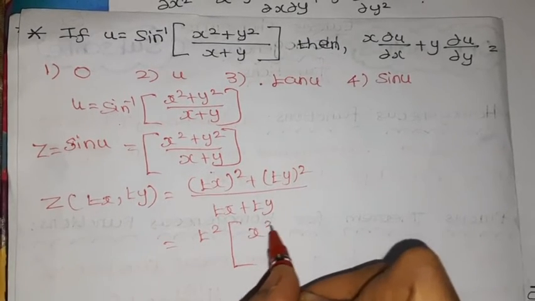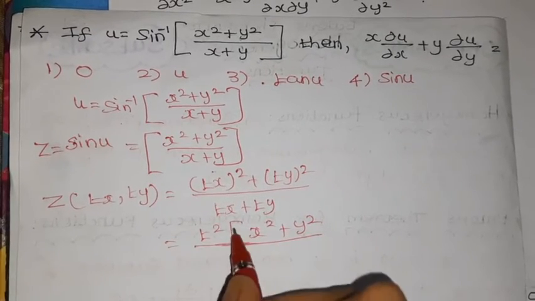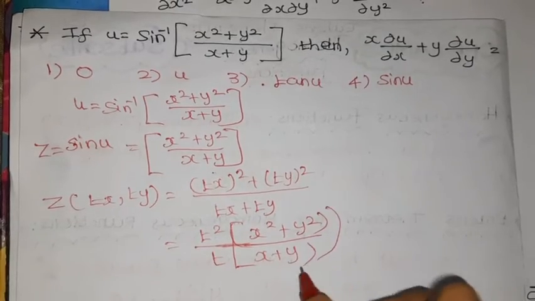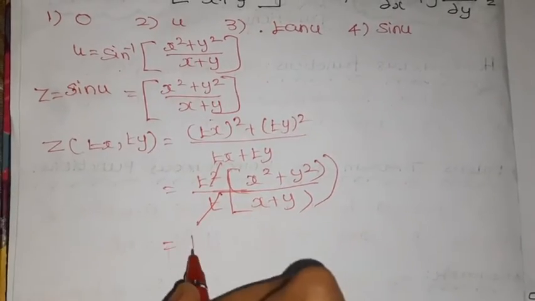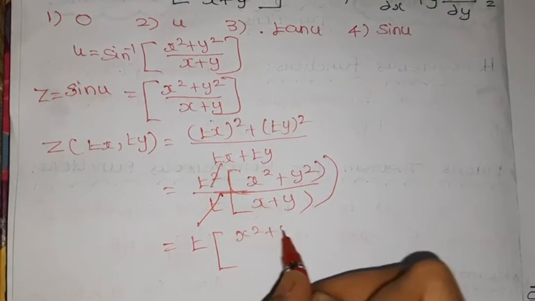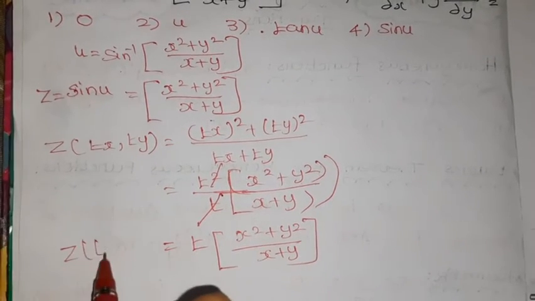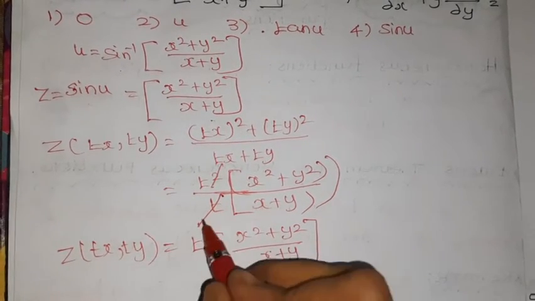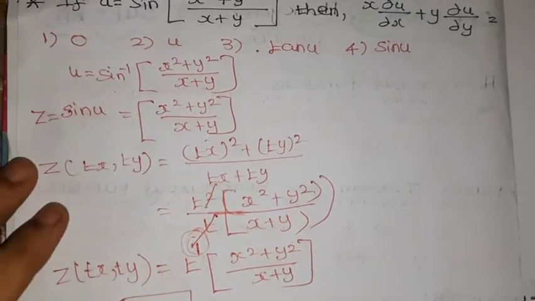x square plus y square. In the denominator, take t as common. So t, we will get x plus y. So cancel this and this. So we can get it as t into that function, x square plus y square by x plus y. So z of tx comma ty equals, this is a homogeneous function with the order 1, n equal to 1. So order 1.